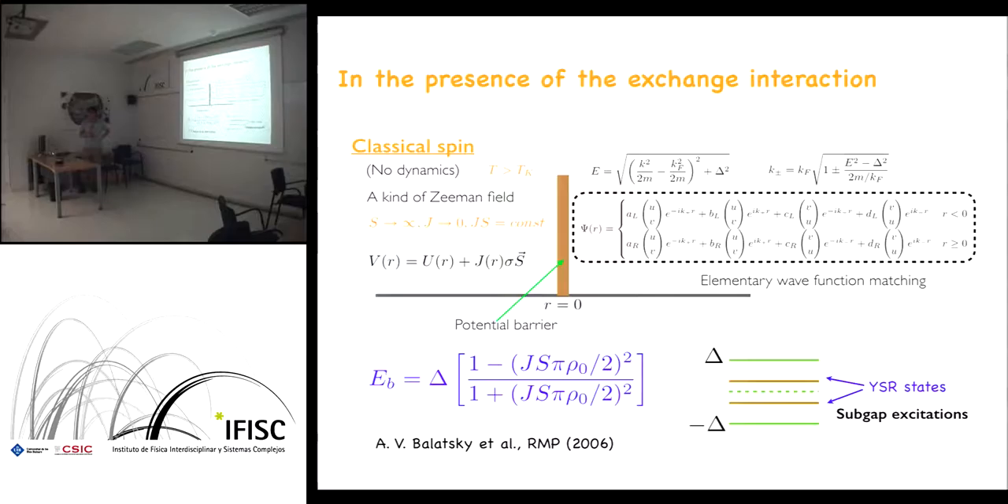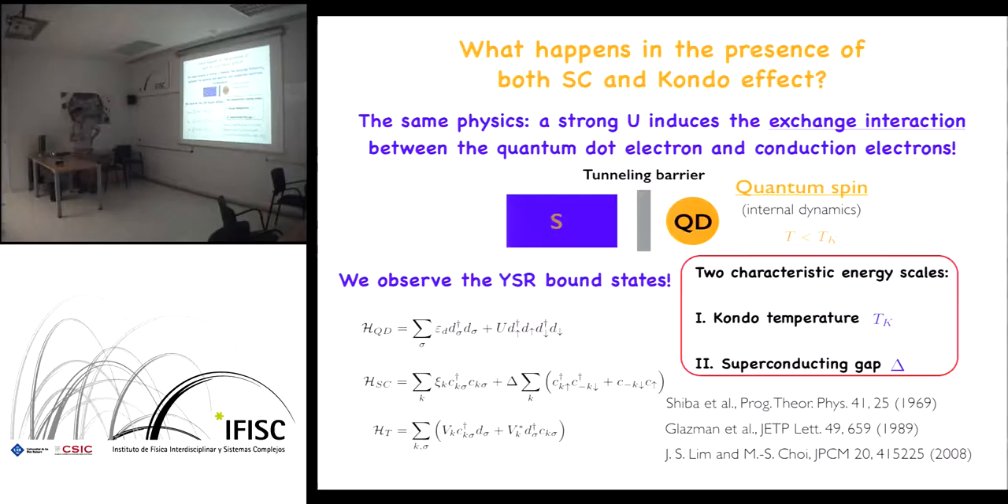Now let us consider quantum spin. By quantum spin, I mean there is an internal dynamics. I mean from time to time, spin can flip and flop. So in this physics, strong Coulomb interaction induces exchange interaction between the quantum dot electron and conduction electron. So the physics is the same. Still, we observe the bound state, and we call it the YSR bound state.